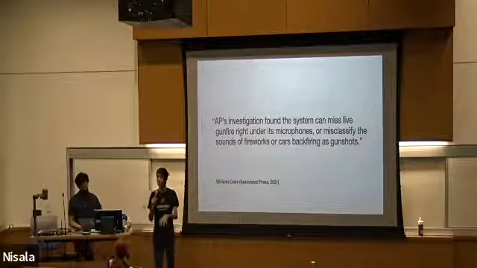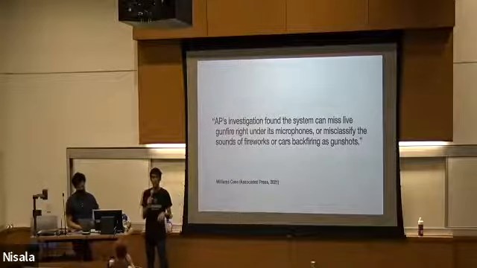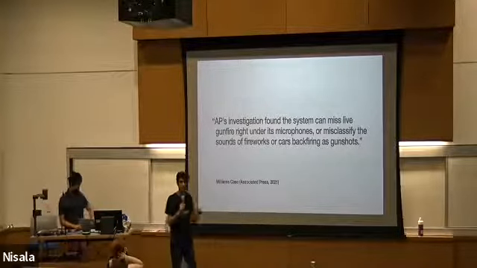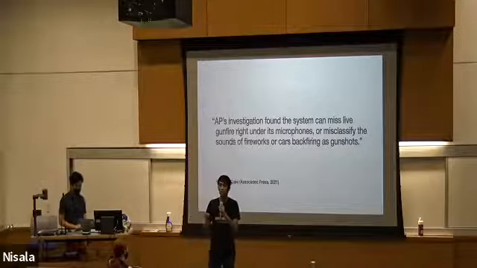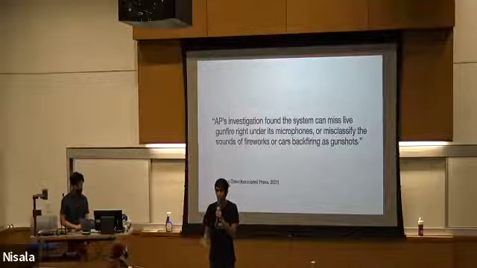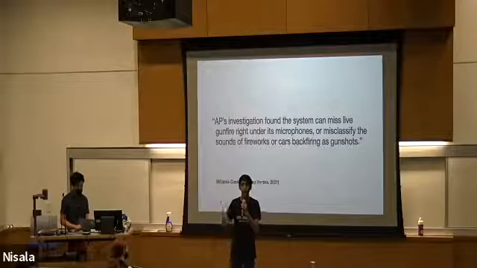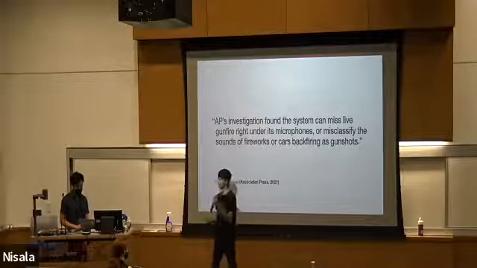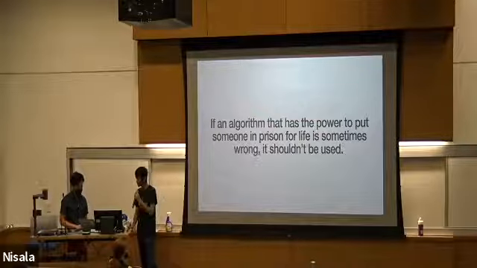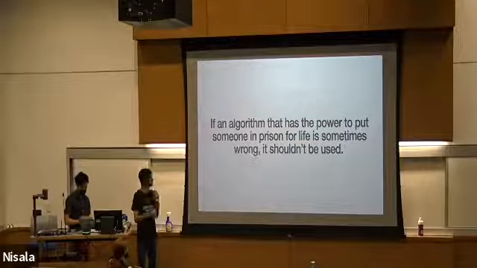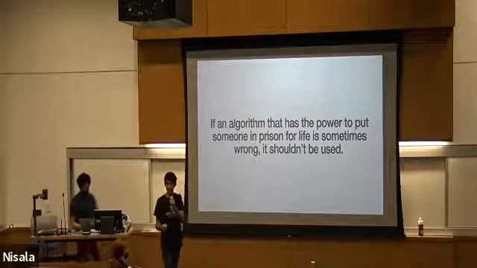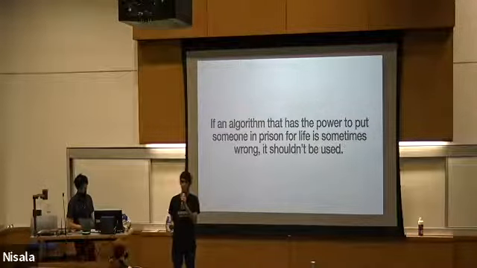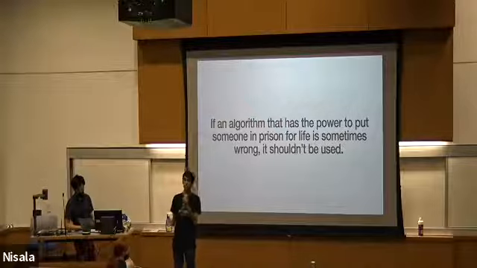And it would be fine as an algorithm by itself, something that helps police get to the scene of the crime and figure out what's going on. But that's not what's happening here. People are using ShotSpotter to put people in jail as the sole evidence in a trial. If an algorithm has the power to put someone in prison for life, and it's sometimes wrong, it shouldn't be used. And there's a really big issue here, right?